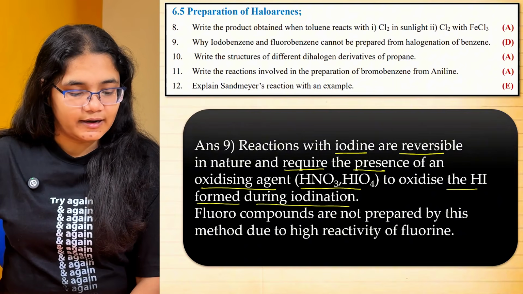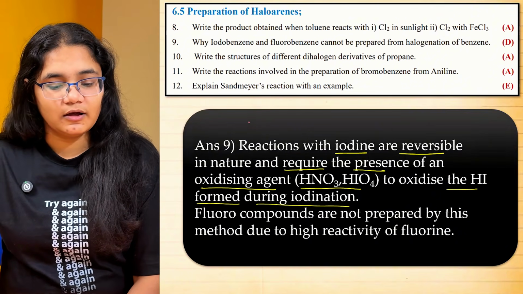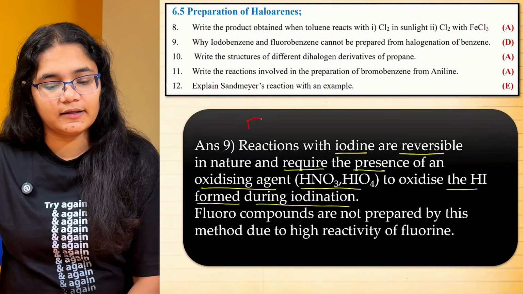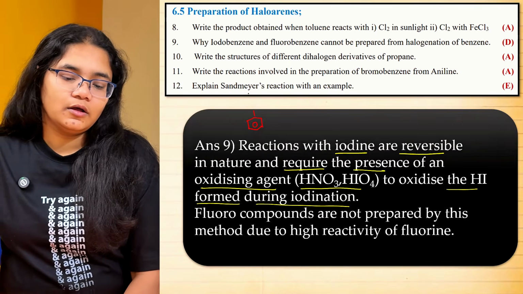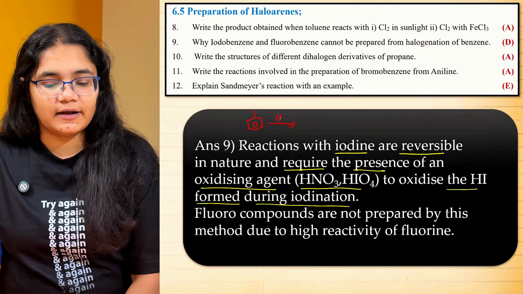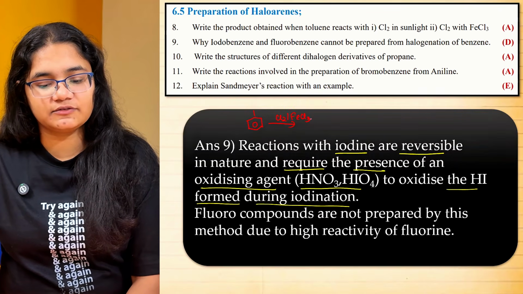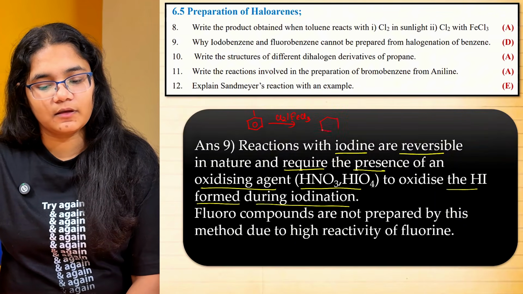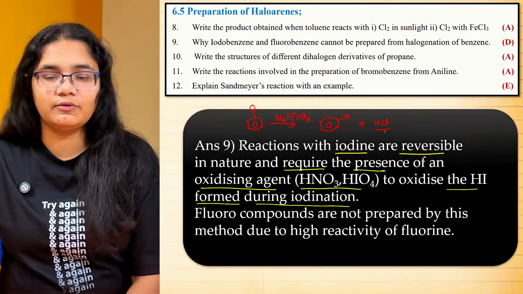Let's first talk about this one. For example, if you are reacting with Cl2 and FeCl3, it will replace one of the hydrogens with chlorine, and the byproduct formed is HCl, this H and another chlorine will give you HCl.